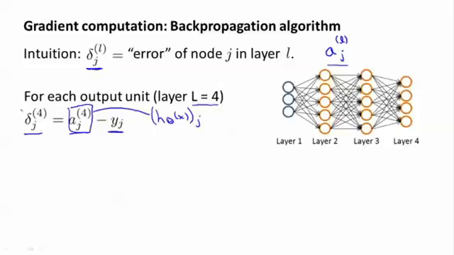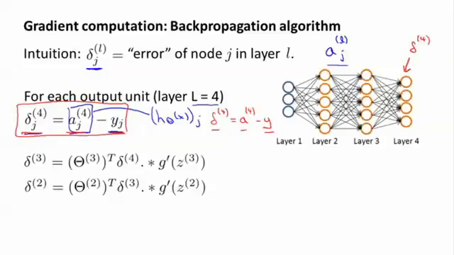And by the way, if you think of delta, a, and y as vectors, then you can also come up with a vectorized implementation of it, which is just delta 4 gets set as a4 minus y, where each of these, delta 4, a4, and y, is a vector whose dimension is equal to the number of output units in our network. So we've now computed the error terms delta 4 for our network. What we do next is compute the delta terms for the earlier layers in our network.